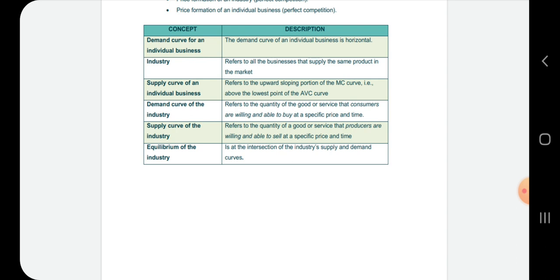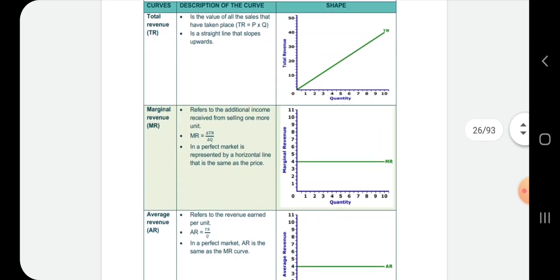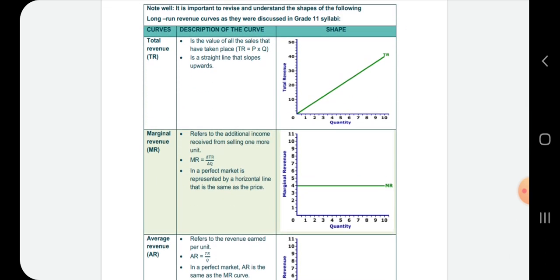So you have to know the demand curve for an individual business and for an industry, the supply curve of an individual business, the supply curve of the industry, and the equilibrium of the industry. Those are the key concepts you should know so that you'll be able to answer true or false, matching, and one word questions. They heavily rely on you understanding different concepts. Now let's get into the video.